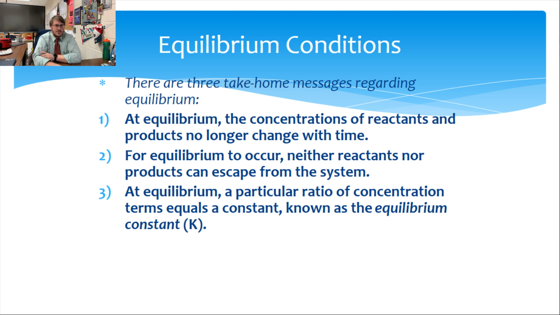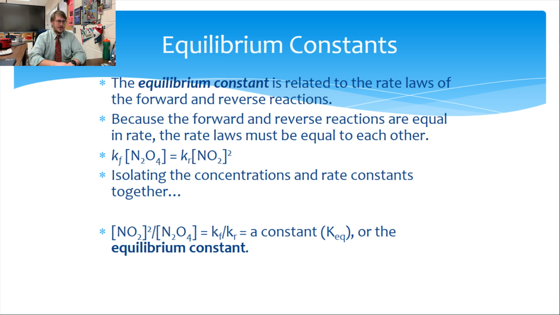At equilibrium, a particular ratio of concentration terms equals a constant called the equilibrium constant. That's called the K constant. Notice this is an uppercase K. The rate constant is a lowercase k. Kf is forward, Kr is reverse. Capital K relates the forward k to the reverse k in an interesting relationship. This is called the equilibrium constant, sometimes just called K, sometimes called K of the reaction of a certain element or product or molecule. It's usually called K with a subscript EQ to mean equilibrium constant. K is a typical constant letter.